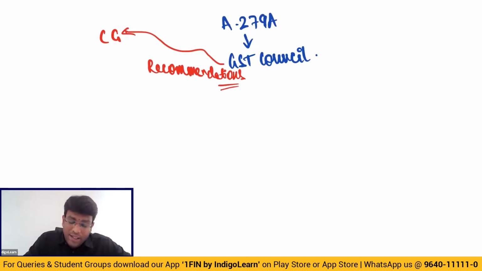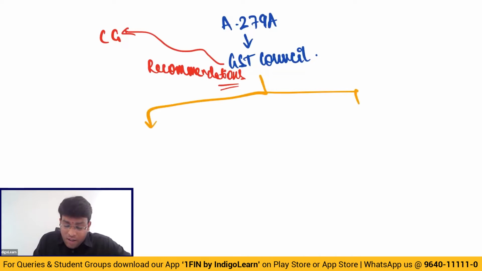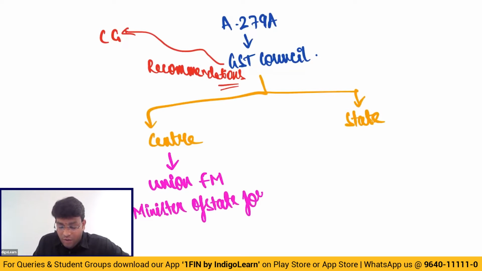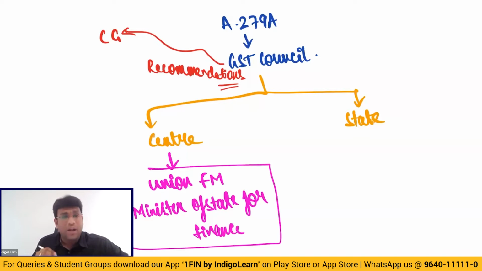Now, who are there in this GST Council? That is important. GST Council is a conglomeration of center members and also members from state. From center side, there are two members. Number one, Union Finance Minister. Number two, Minister of State for Finance. Only two members, my dear friends. Come on, who are the two members? Union Finance Minister. Second one, Minister of State for Finance.